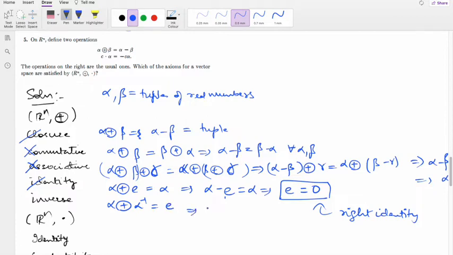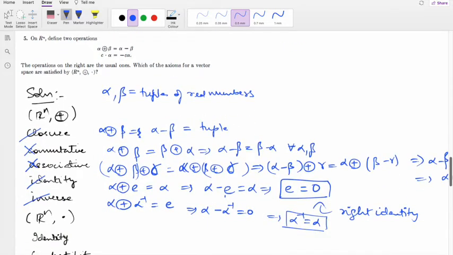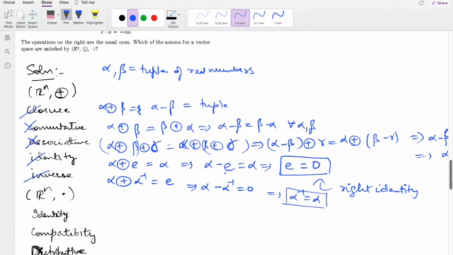So this implies that alpha minus alpha inverse should be equal to 0. So what is such alpha? It means that alpha inverse is just alpha. So every element is its own right inverse. So these are all properties which are satisfied. In this way you can prove whether a given operation on a given set is a vector space or not. Then we have the scalar multiplication operation.